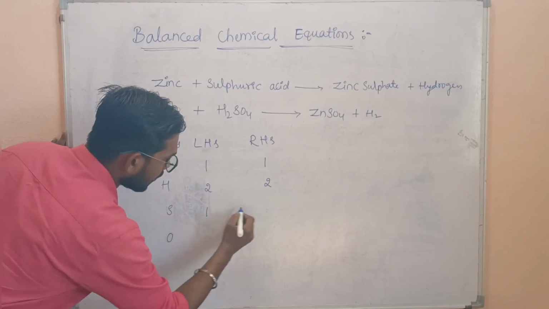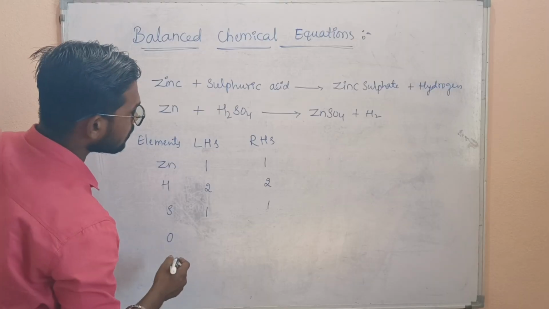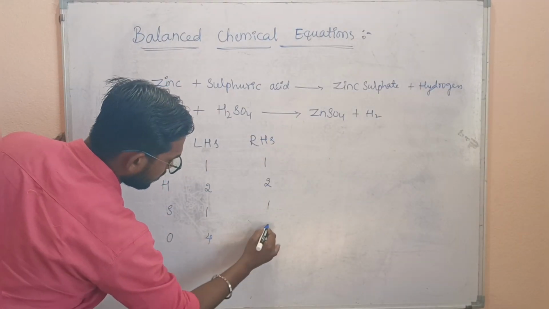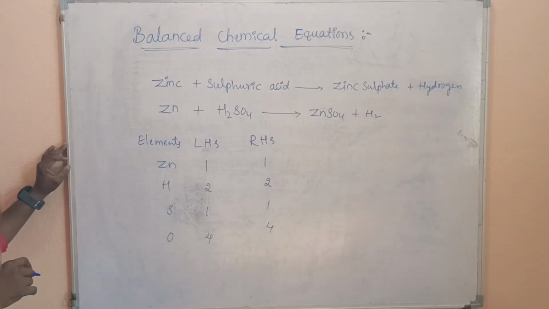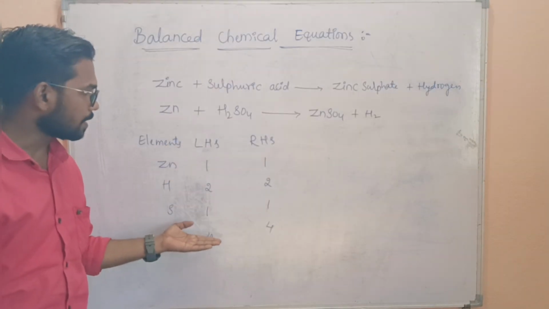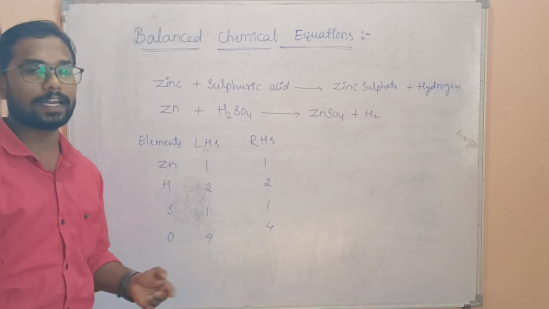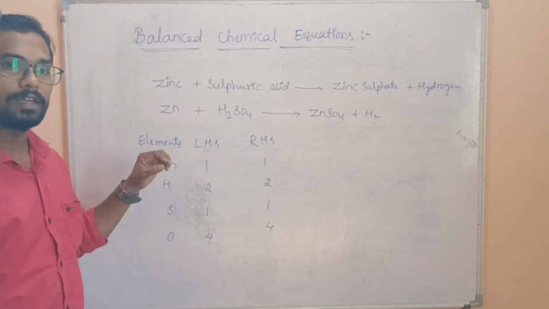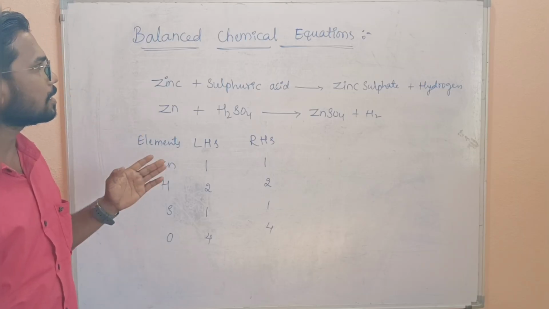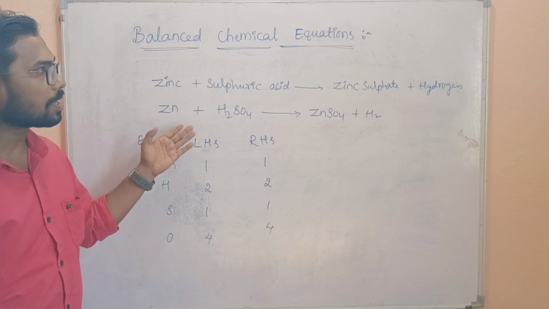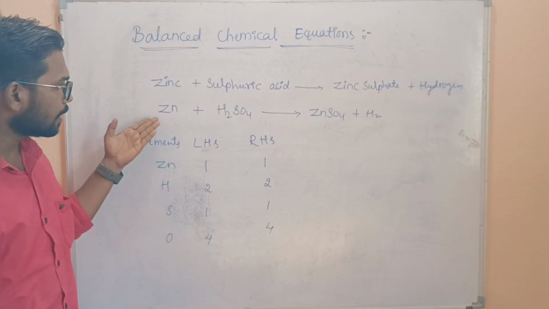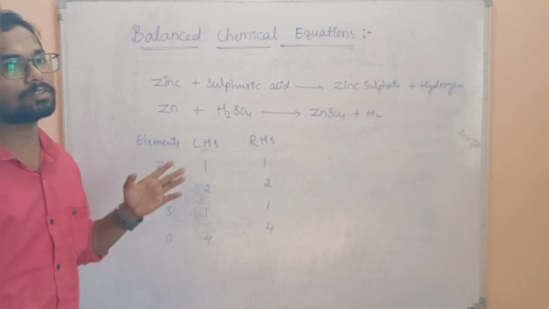What about the sulfur? Sulfur is 1 and on that side also 1. We can see that oxygen has 4 on the left hand side and 4 on the right hand side. Both sides, left hand side as well as right hand side, are equal. So we can say that this reaction is a balanced chemical equation, completely balanced.